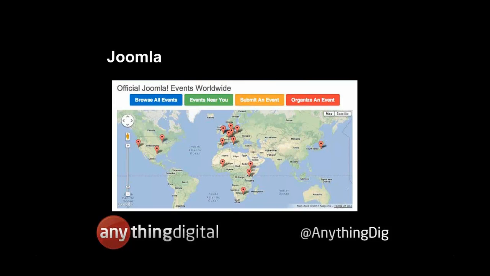Joomla uses JCal Pro for the events. You can submit your JUG meetings. You can search for events that are near you. Official conferences. So this is events.joomla.org, and Anything Digital manages this part of the site.